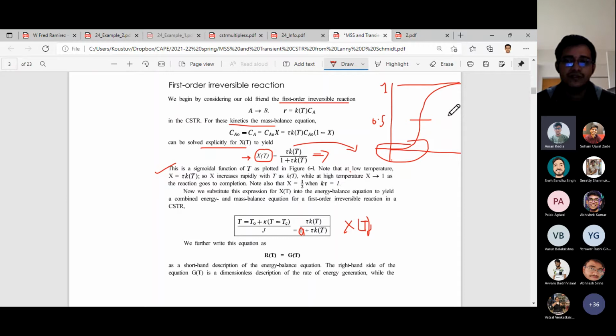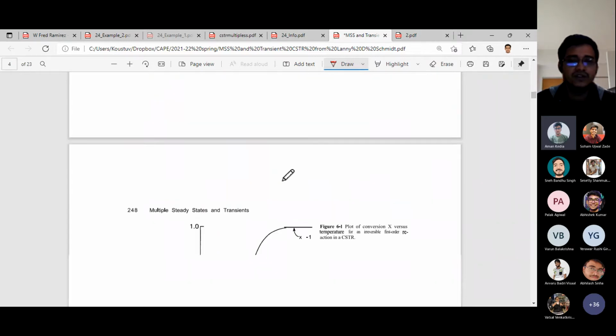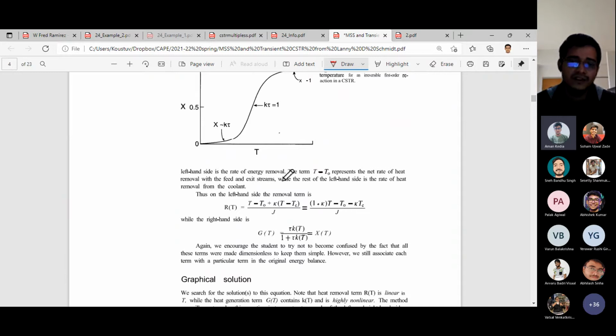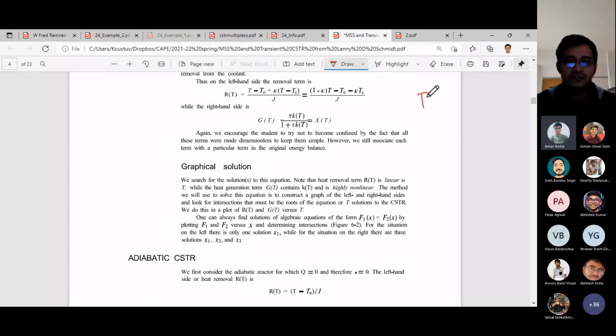So this right hand side, which is representative of a generation term, the heat generation term, we call as a function G(T), right? And the left hand side, where the heat is getting taken away, or taken out from the system, is the energy consumption or energy loss, the removal term rather, right? So R(T). This R(T) and G(T) are actually equated, but both of them have temperature and conversions. So graphically we will approach first.